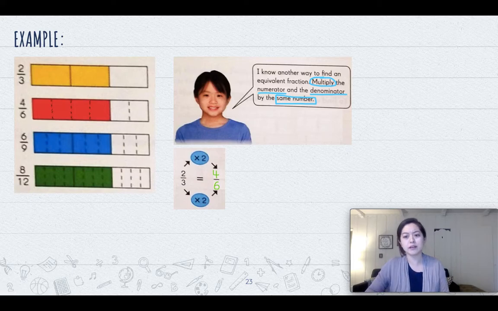Well, let's look back at the bar model. There's 2/3, and here's 4/6. They are equivalent fractions. So what this friend tells us is true. Let's try another one.